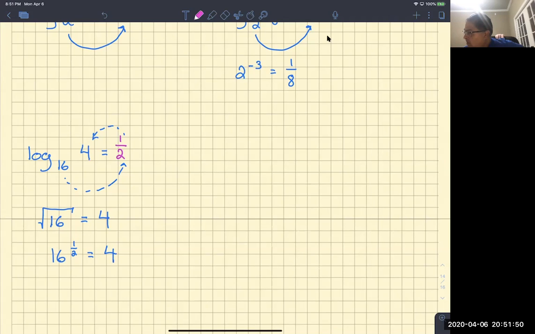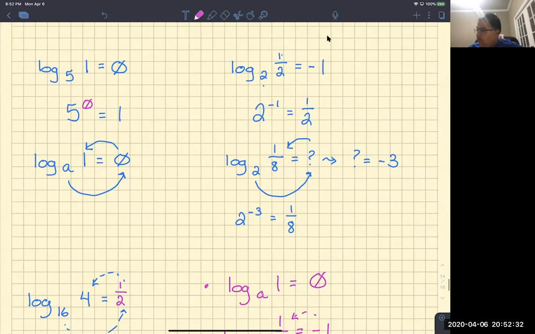So some rules to remember. Log base a of 1 is 0. Another rule, log base a of 1 over a is -1. Remember, when you raise anything to a negative exponent, you take its reciprocal. So a and 1 over a are reciprocals, so a to the -1 power gives me 1 over a. Or the way you would read it, log base a of 1 over a is -1. And we did an example like that right here.